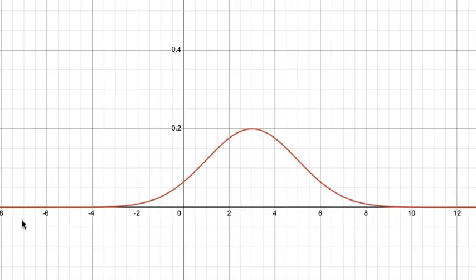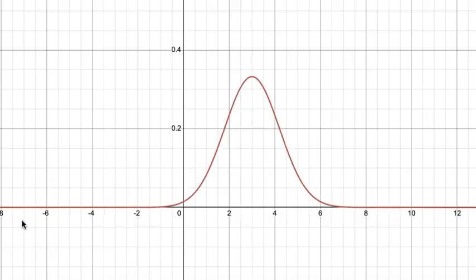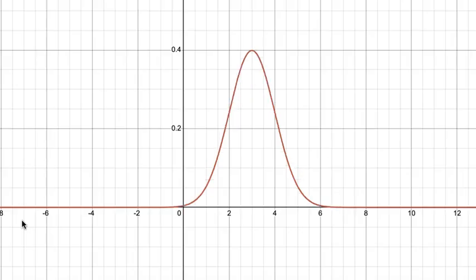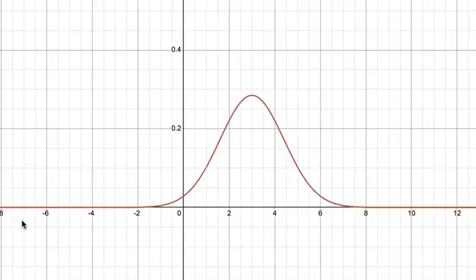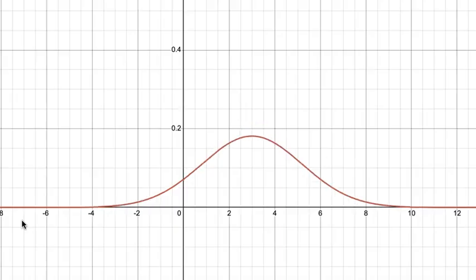Now let's look at the standard deviation. The standard deviation tells us how spread out the data is. So when I make the standard deviation smaller, the data will be more bunched up near the mean, which changes the shape of the graph. So here I'm making the standard deviation smaller, which makes the graph narrow and tall. But now, as I make the standard deviation larger, that makes the graph wider and shorter.